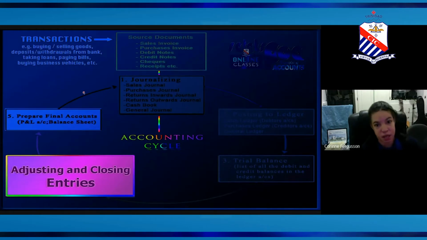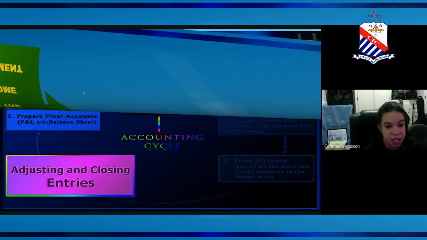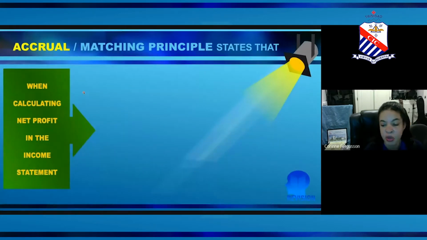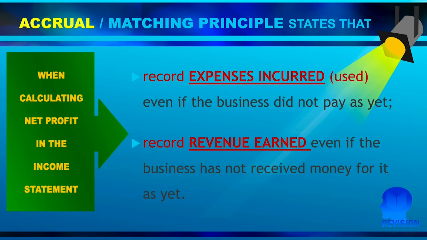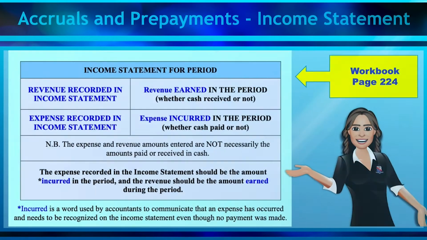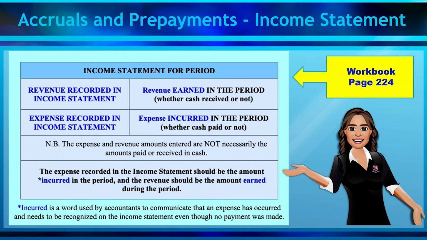So that is what this class is going to be about, the introduction into it, and finally doing the income statement with it. So reminder, we are going based on the accrual principle, which states that when calculating net profit in the income statement, it is the expense incurred and the revenue earned that goes into the income statement. This is in your workbook, page 224, so you can always take a look at it, but it just tells you what we just said.